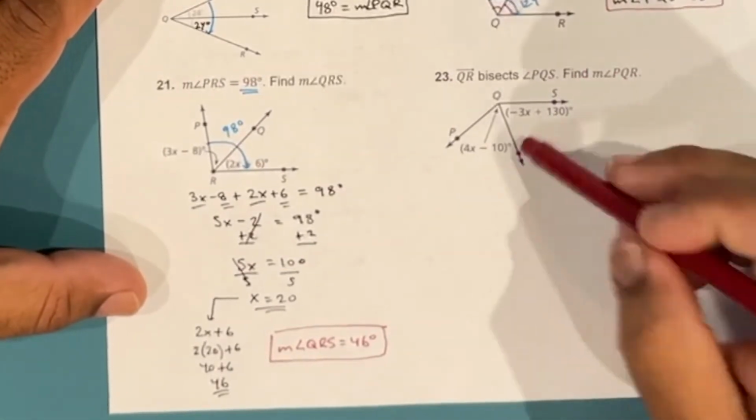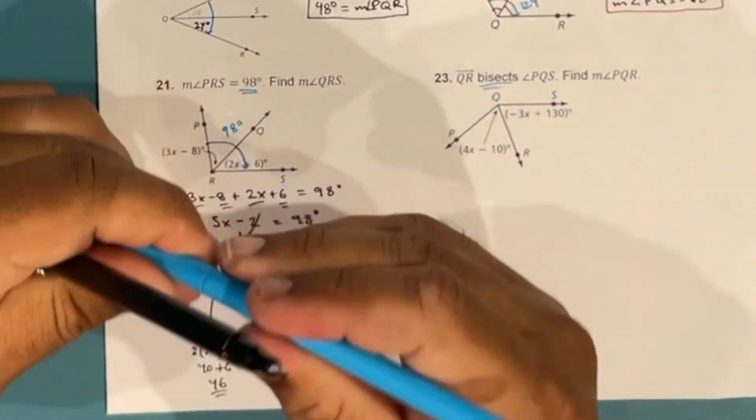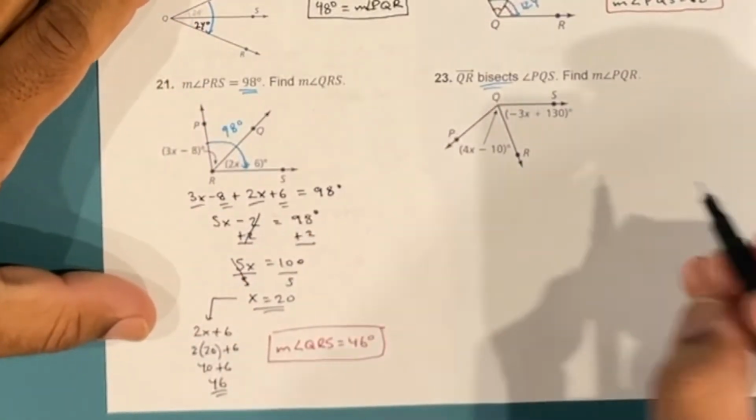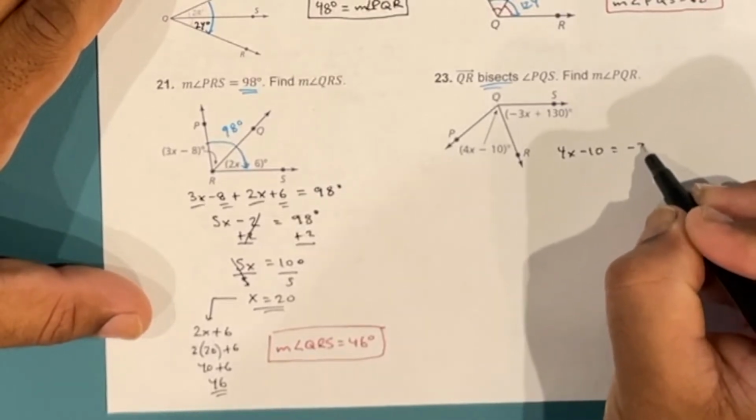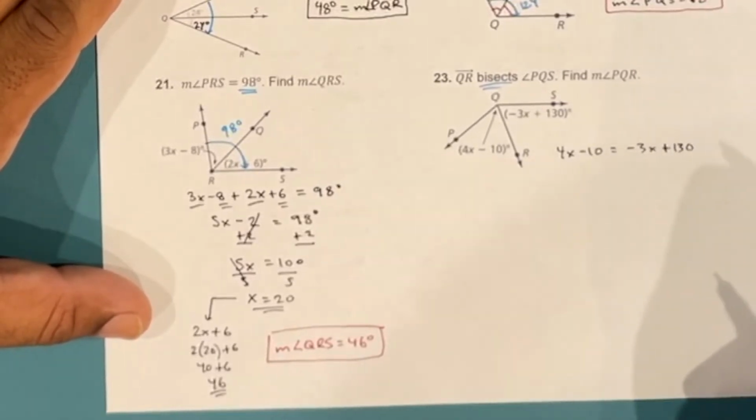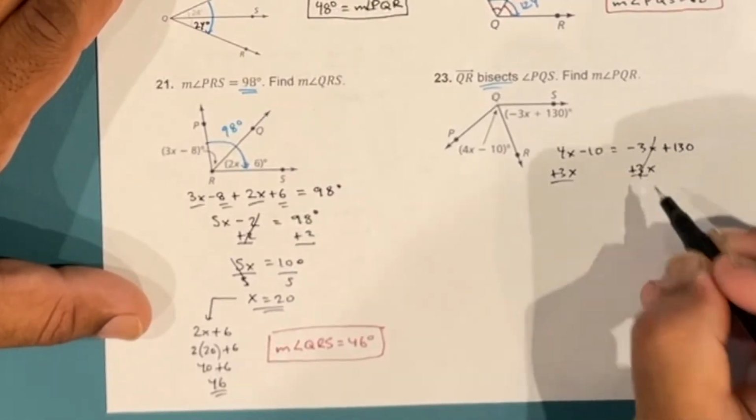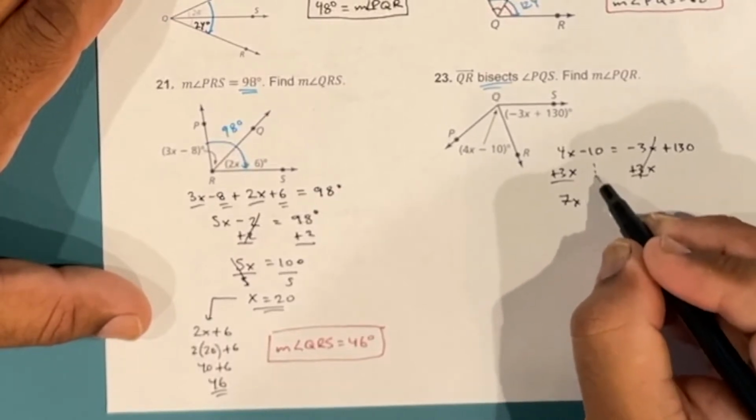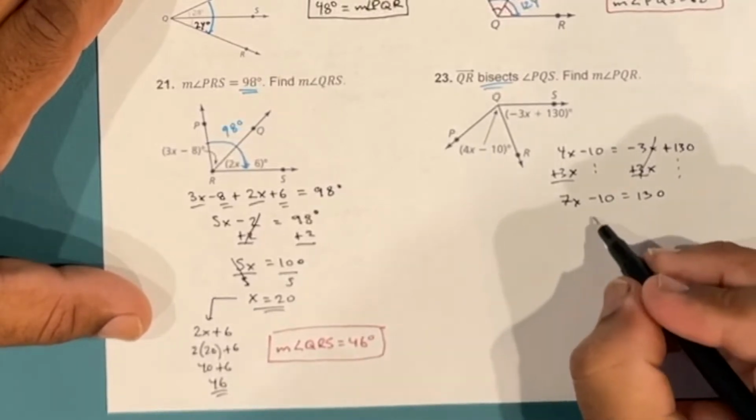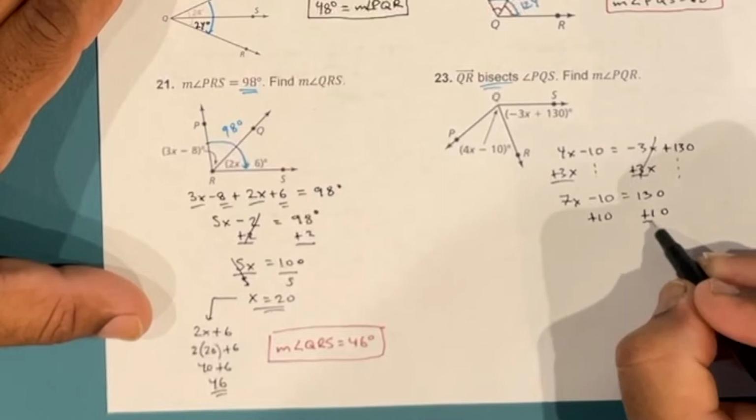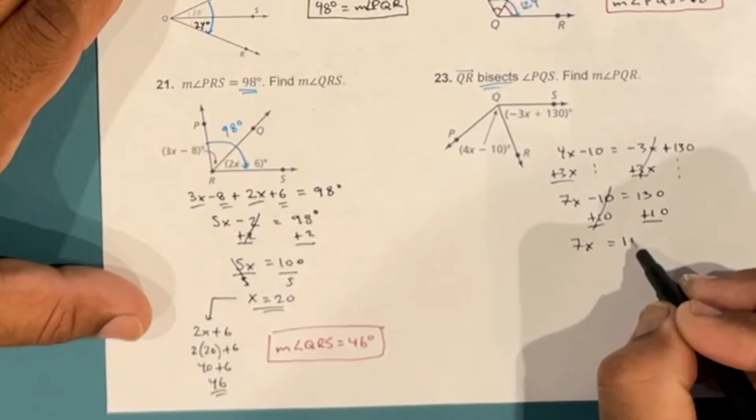All right, bisect with some algebra. And if it bisects, that means that this angle is equal to that angle. So I'm just going to set those equal to each other. 4x minus 10 equals negative 3x plus 130. I'm going to add 3x to both sides. It's 7x, bring down the 10, minus 10 equals, bring down the 130, 130. Add 10 to both sides to get the x by itself. So I've got 7x equals 140.